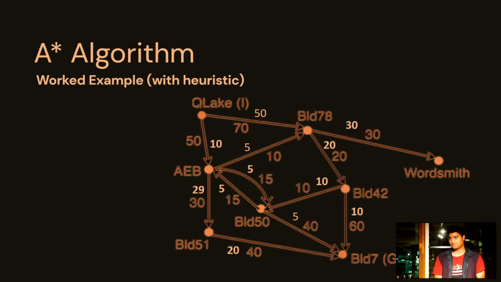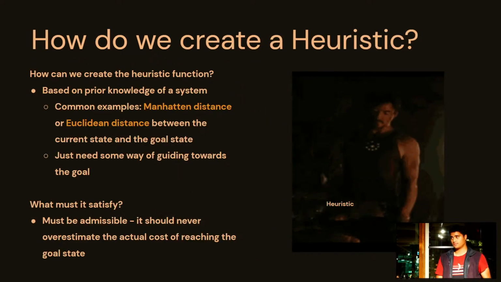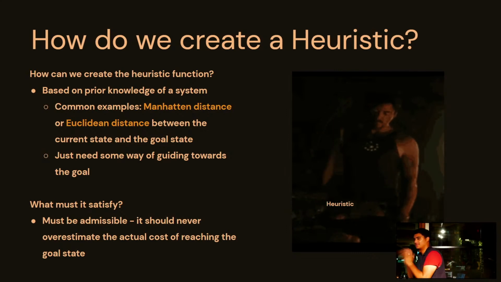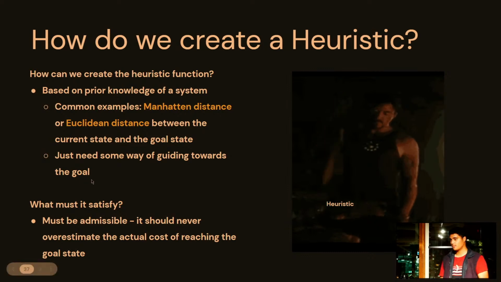So that's the A-star algorithm. So the hard part about this is the heuristic. So how can we create a heuristic? This is usually based on prior knowledge of the system. Some common examples would just be the Manhattan distance or the Euclidean distance between the current node and the goal node. So if it's on the right, then it's more towards that direction, because it's closer. It's just some way of guiding it towards the node.